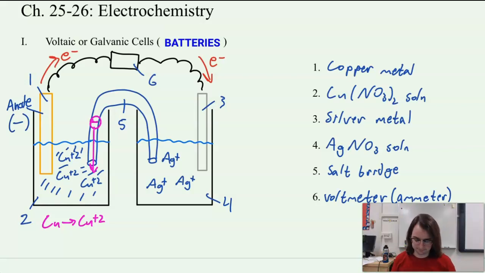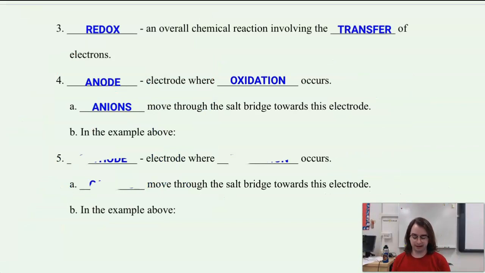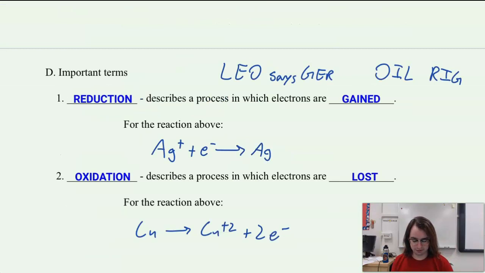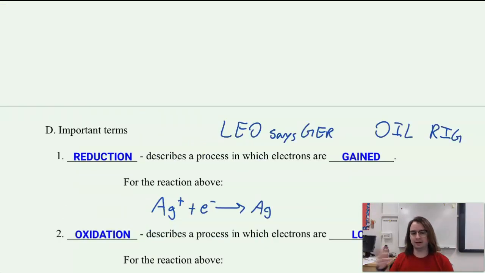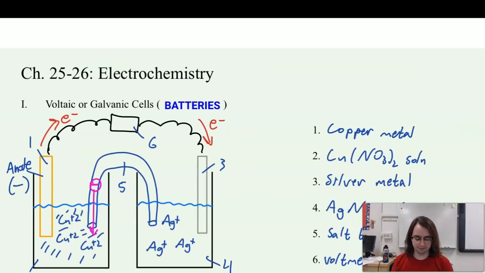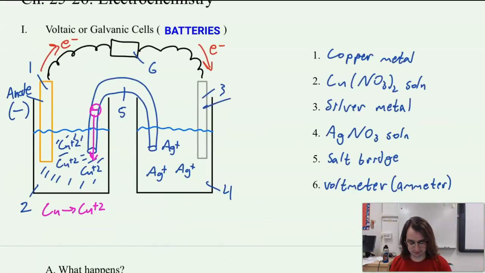All right, now let's go back. So now we also have the other electrode, which is called the cathode. The cathode is where reduction occurs. And you could probably assume that through the salt bridge, cations flow through that. So let's go back and label the cathode. You would probably assume that if the copper is the anode, then the silver is most likely the cathode. And the charge on the cathode is positive.